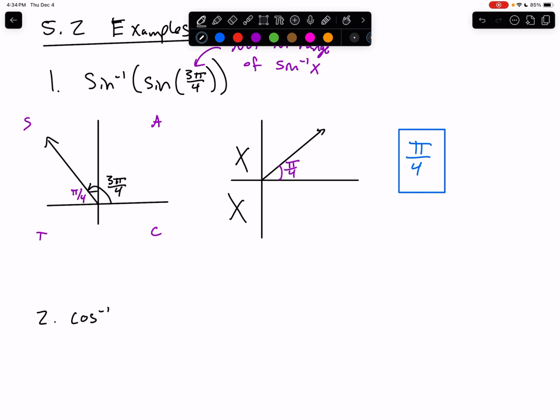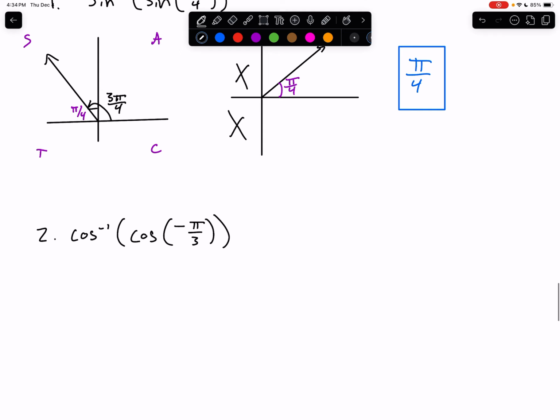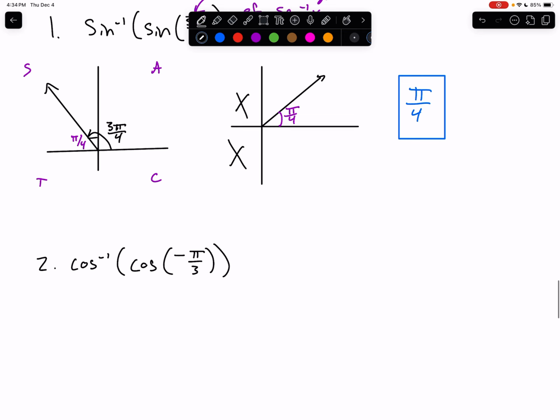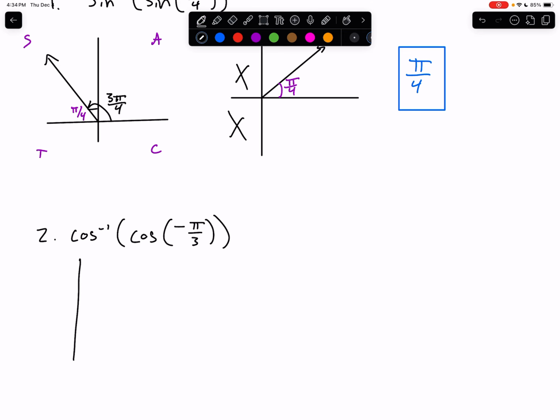How about let's try an inverse cosine of, what's one that's out of the range? How about a negative pi over 3? Sure, that's fine. Negative pi over 3 is in the range of inverse sine, but it's not in the range of inverse cosine, because cosine goes between 0 and pi. So my answer is not just negative pi over 3, so I need to figure out what it actually is. Let me first draw out where negative pi over 3 is.